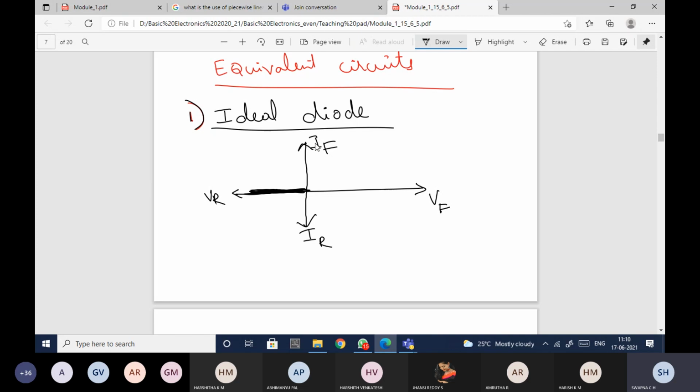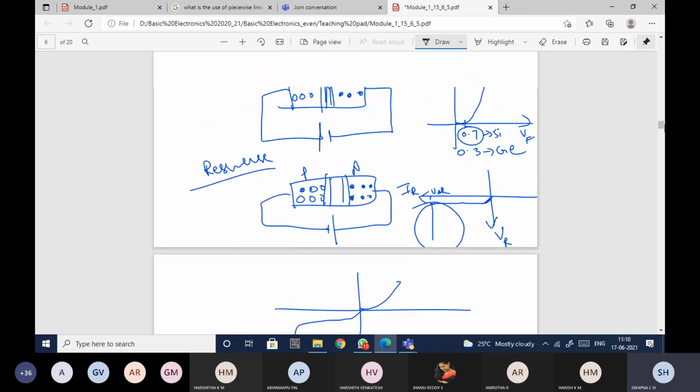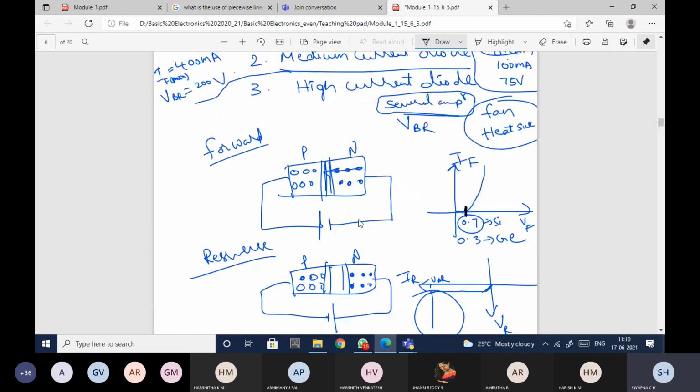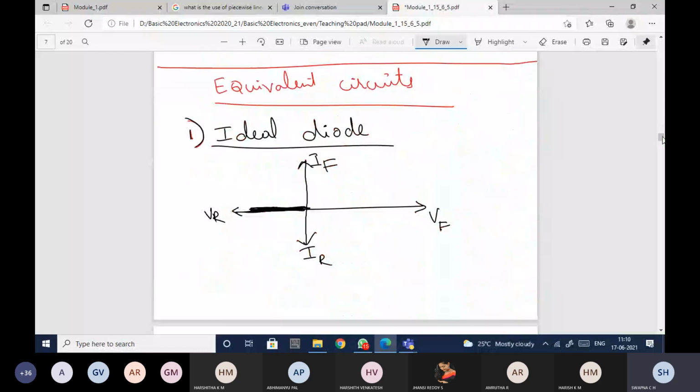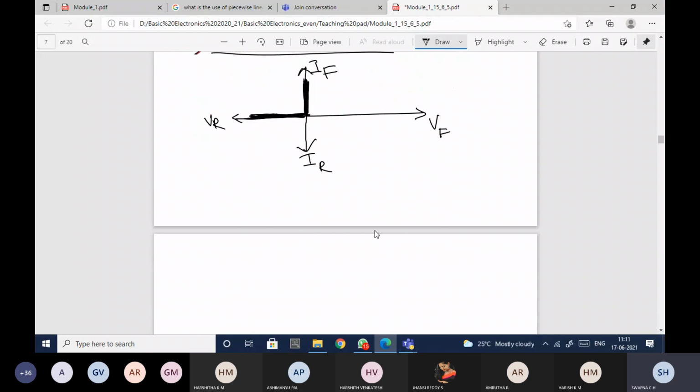When it is forward biased, whatever I have mentioned here, it is nothing but the voltage drop across the device because of the barrier. Ideally there should not be any barrier, but conduction should happen. So the voltage drop across the device will be 0 and the current will start increasing. It will be increasing like this. So this is the ideal diode characteristics.